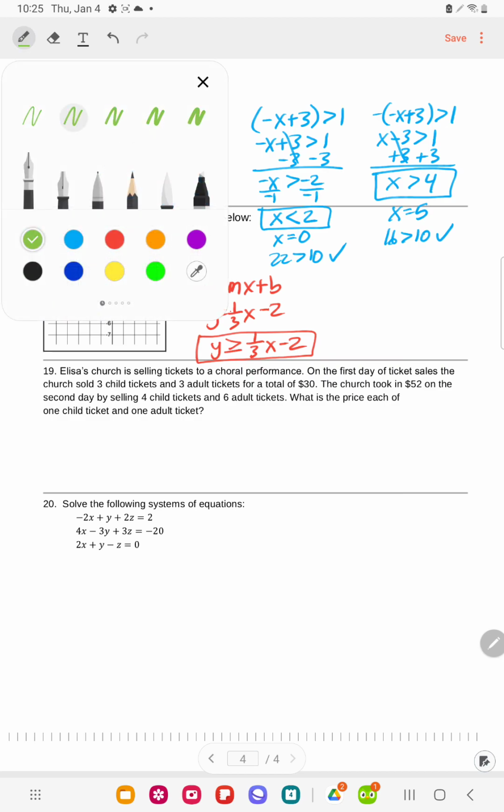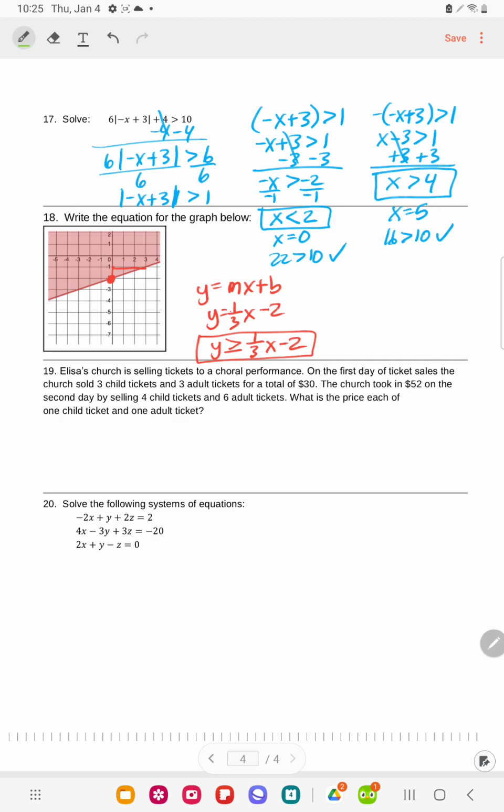Question 19. Alyssa's church is selling tickets to a choral performance. On the first day of ticket sales, the church sold 3 child tickets and 3 adult tickets for a total of $30. The church took in $52 on the second day by selling 4 child tickets and 6 adult tickets. What is the price of 1 child ticket and 1 adult ticket? Okay, so let's call x the child ticket and y the adult ticket.